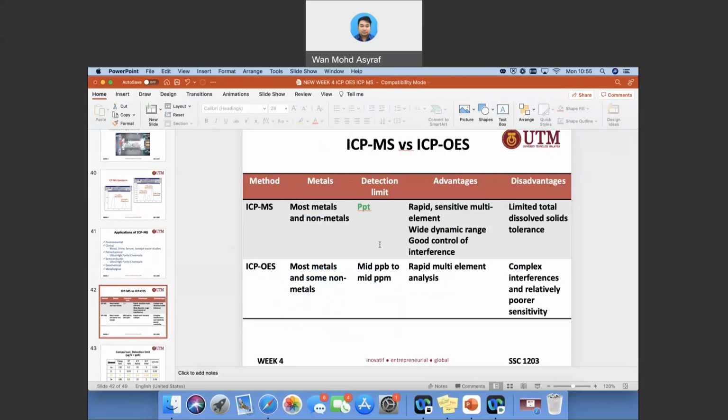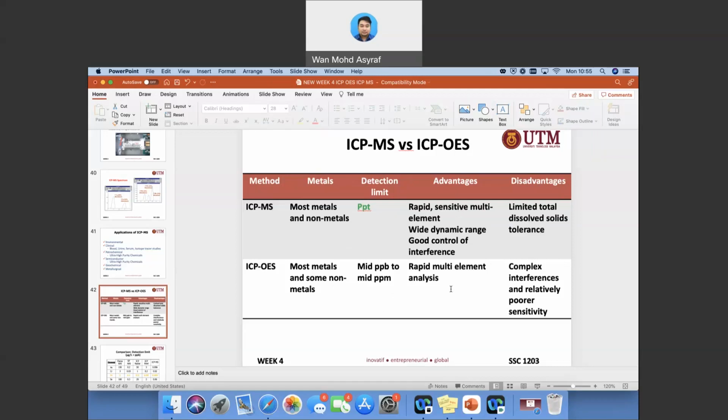The difference between ICP-MS and ICP-OES: for the compounds that can be detected, most of it is the same, most metals and non-metals, but for ICP-OES, most metals and some non-metals. In terms of detection limit, ICP-MS has a much lower detection limit at ppt, parts per trillion. An advantage of ICP-MS is that it is rapid, same as ICP-OES.